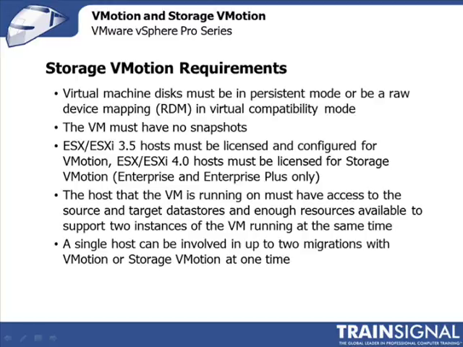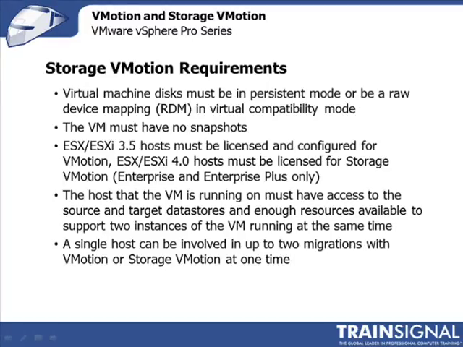ESX 3.5 hosts must be licensed and configured for vMotion. ESX 4.0 and later hosts do not require vMotion configuration in order to perform migration with Storage vMotion, as the features have been separated in vSphere. ESX 4.0 hosts must be licensed for Storage vMotion, which is only in the Enterprise and Enterprise Plus editions.